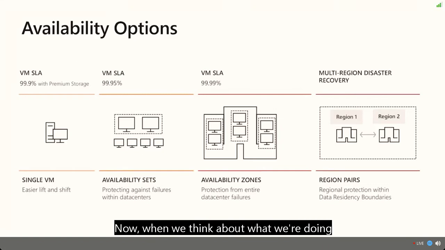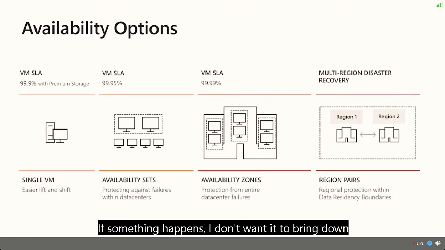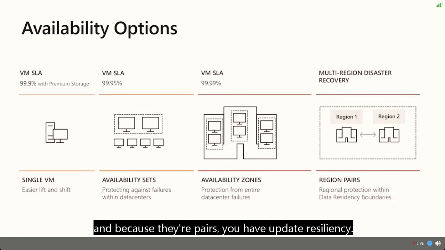Now, when we think about what we're doing with a zone, you're basically saying, Microsoft, I don't want a data center to bring down my solution. If something happens, I don't want it to bring down my solution. There's another way to do it, and that's region pairs. You can deploy one VM in region A and one VM in its region pair. You now have data center resiliency, and because they're pairs, you have update resiliency. So there are ways to design solutions to leverage the built-in architecture for Azure. With that said, most customers live in zones or sets when they're trying to design that resiliency.